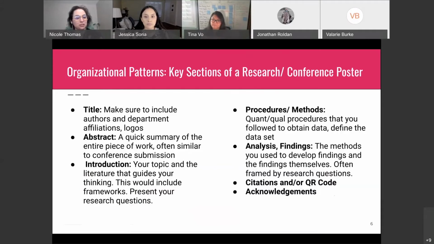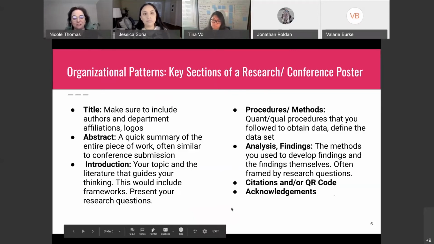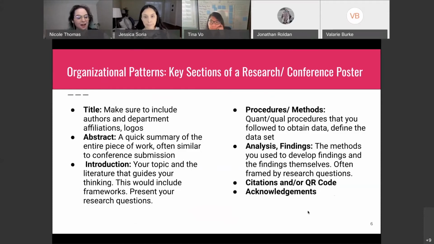At this point, you should also include authors and department affiliations. Right underneath your title, you're going to have what department you're from, what department your advisor's from, and any other authors and their affiliations. Logos are something that I personally find myself forgetting a lot of times, and that's something people normally do forget. It's a nice addition to have, especially if you've been funded by a specific agency. You can include that funding agency on your poster.